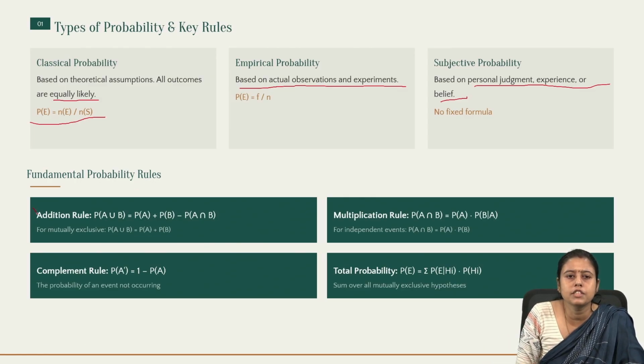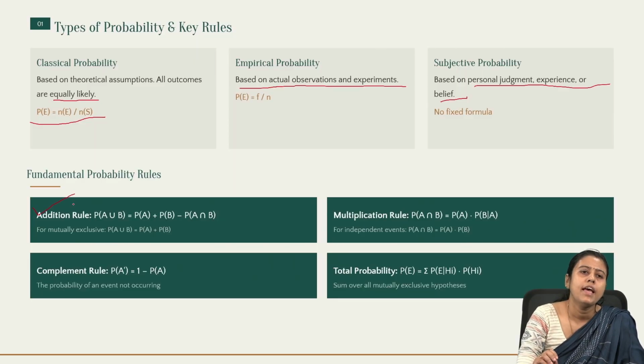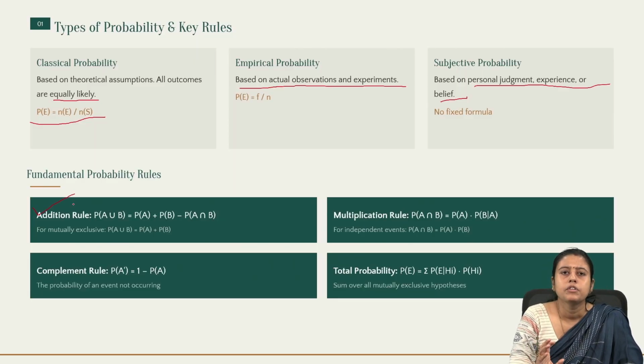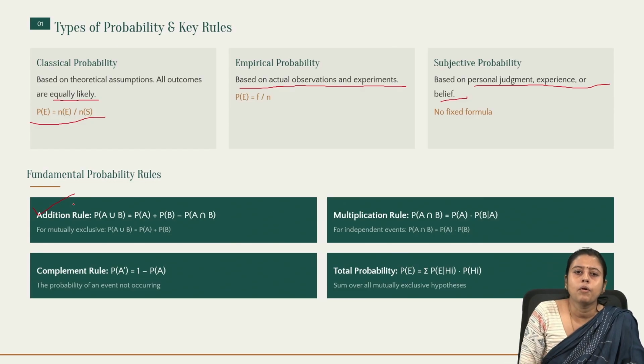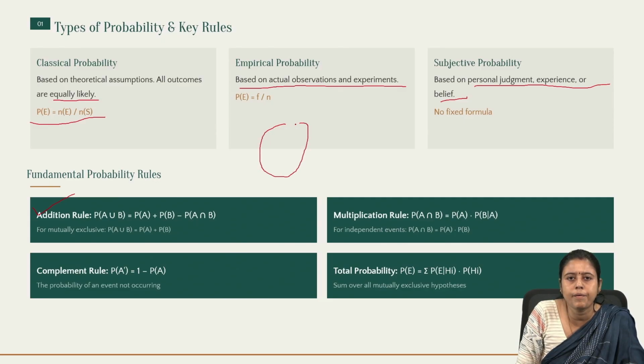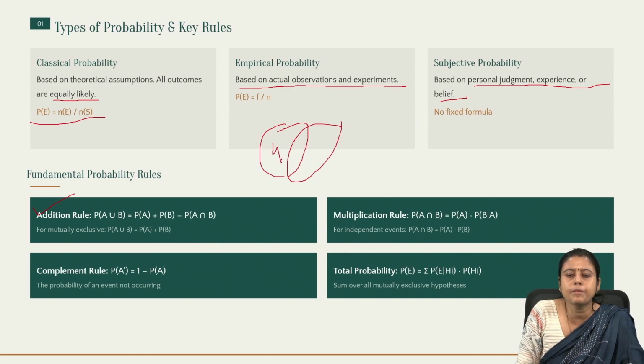The first probability rule is the addition rule. If I have two cases, then the probability of A union B, what is the value? It is PA plus PB. Say I have one event A, one event B. This is the probability of occurring 4, and this is the probability of occurring 6. So there will be no common points.